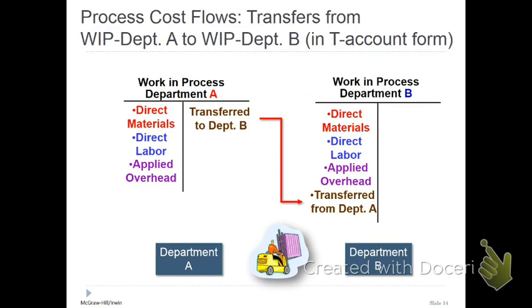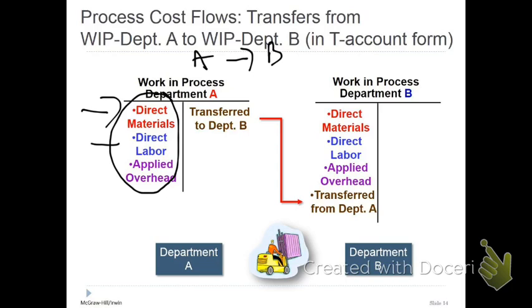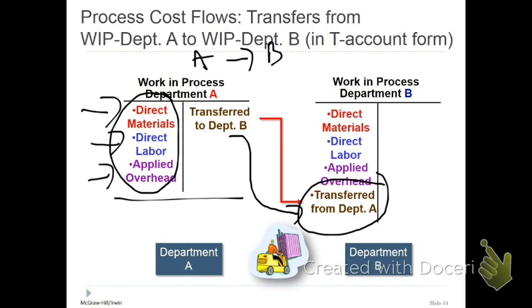Then notice what's going to happen: this is going down the assembly line. Remember I said we're going to start off in Department A, then it's going to go to Department B. We have the direct materials, the direct labor, and the manufacturing overhead. We're going to transfer it out to Department B, and then that becomes an additional cost there in Department B. Theoretically, when this is done, that's going to be zero because the direct materials, direct labor, and applied overhead are going to be gone, transferred on to Department B.